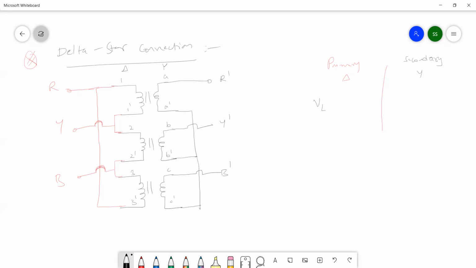Now delta in the sense VL equal to V phase, and star VL equal to root 3 times V phase. Now which side are we having high voltage and which side low voltage? On secondary side, we are having high voltage. Good. Primary side is low voltage. So shall I use this as a step up transformer application? Right. That means these are the points you need to write in examination as theory points. And this is your circuit. Okay.